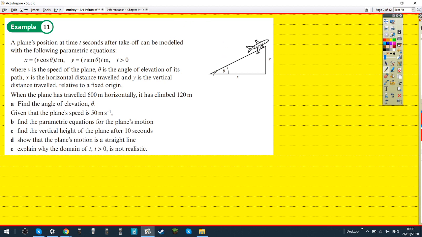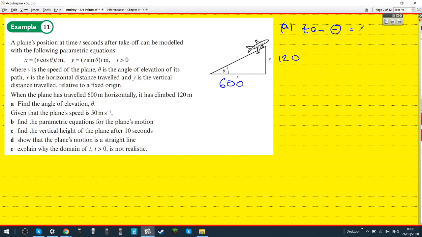And then do I then do like sine rule? You could use SOHCAHTOA as well. So will that be opposite over adjacent? Mm-hmm. So tan theta is equal to 120 over 600. And then I need to do arctan of that.